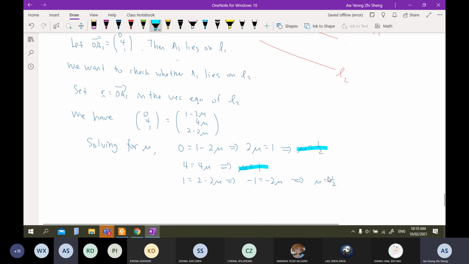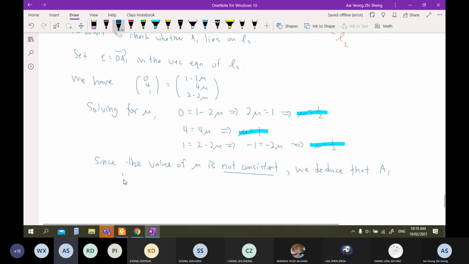Look at these three values. They are not all the same. So we say, since the value of mu is not consistent, we deduce that point A1, or simply just A1, does not lie on L2.